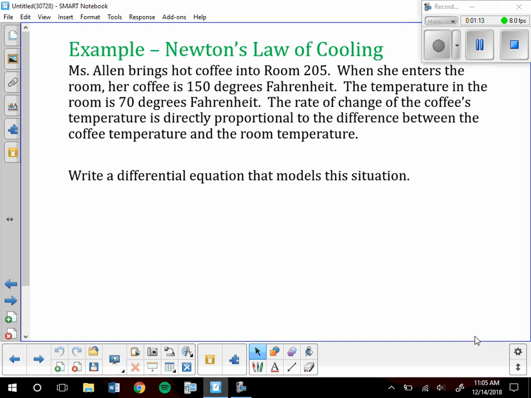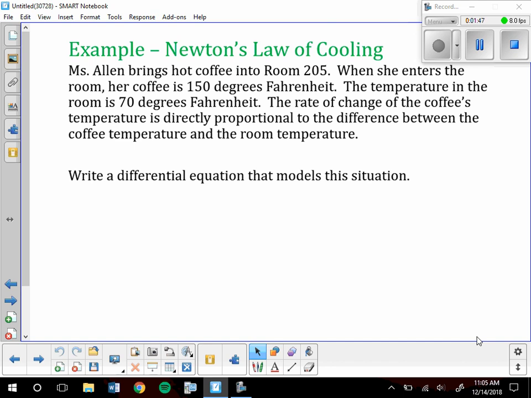So let's look at this example. Miss Allen brings hot coffee into room 205. When she enters the room, her coffee is 150 degrees Fahrenheit. The temperature in the room is 70 degrees Fahrenheit. The rate of change of the coffee's temperature is directly proportional to the difference between the coffee temperature and the room temperature. And so our goal is going to be to write a differential equation that models this situation.